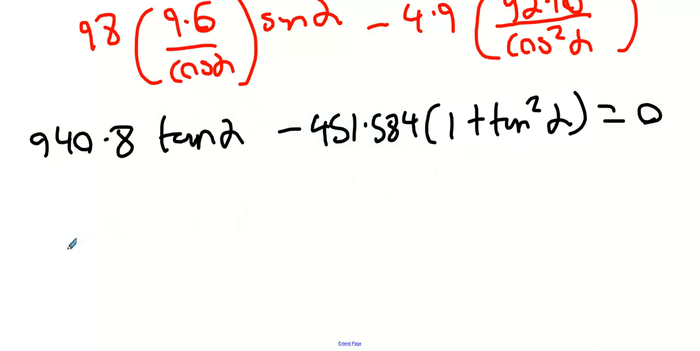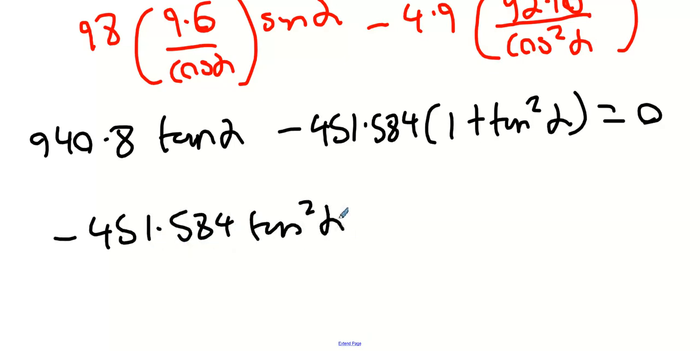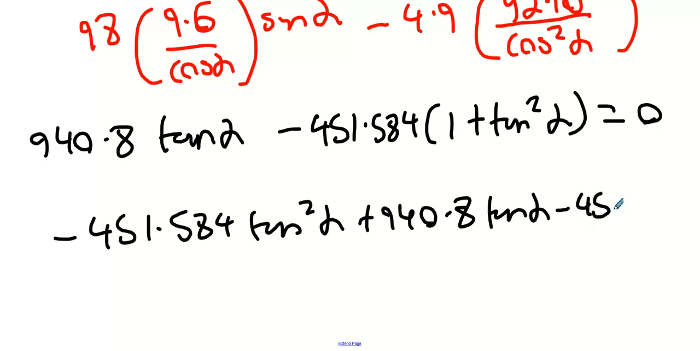Okay. So here's your formula. Minus 451.58 tan squared alpha plus 940.8 tan A. Now what's the last part? Minus 451 point... What? 484. Let's do a minus B formula. See if we can get this done. Minus B formula and then 2 tan values. So what's your A value?